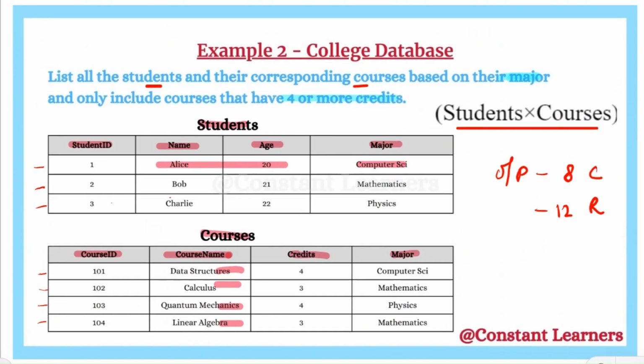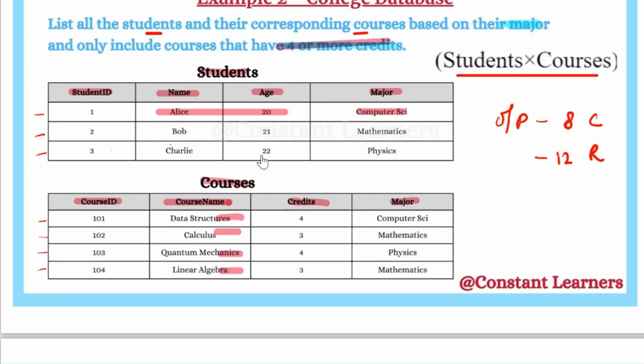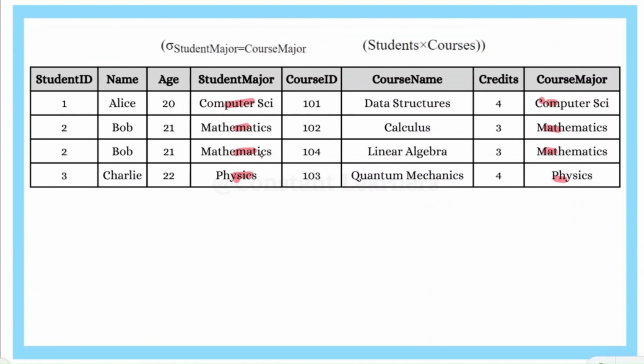But the second criteria is that we should include only courses that have 4 or more credits, right? So here in this case, we only need to select the rows that have 4 or more credits. In this case, we only have 2 rows. One is for Alice and the other one is for Charlie, right? So now, again, we need to select this entire row and this entire row.